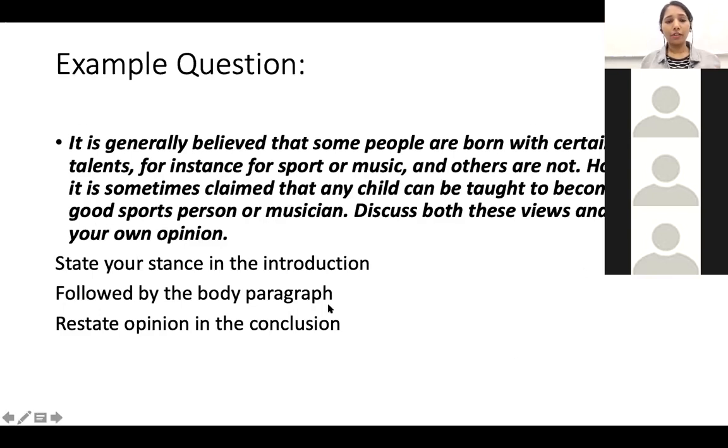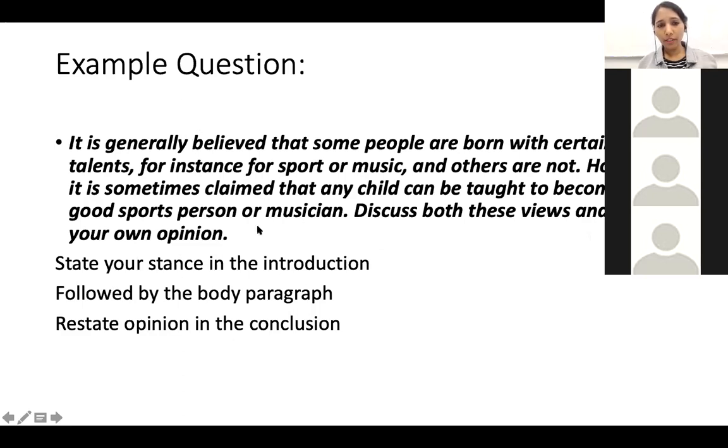So suppose you have a topic like this. It is believed that some people are born with certain talents, for instance, for sports or music, and others are not. However, it's sometimes claimed that any child can be taught to become a good sports person or musician. Discuss both these views and give your own opinion. So, how to write this essay?